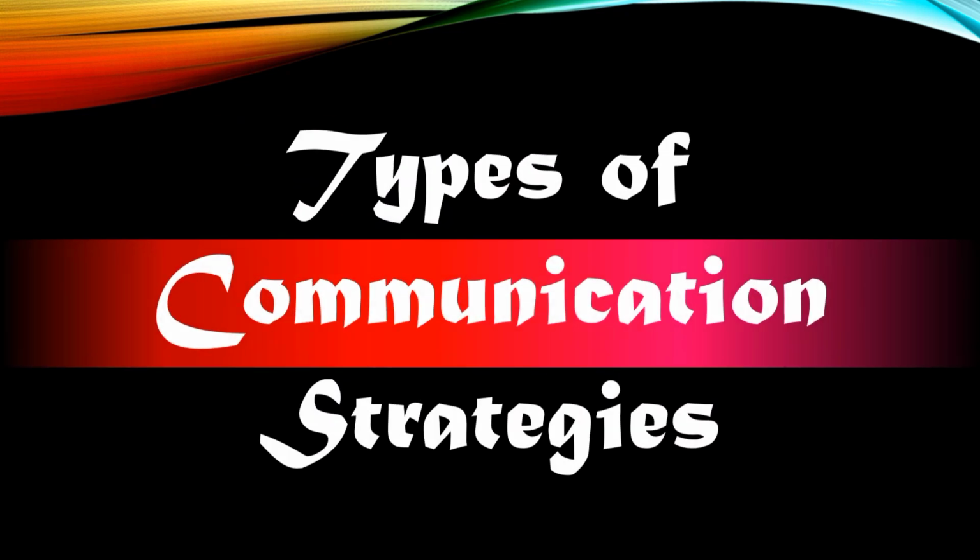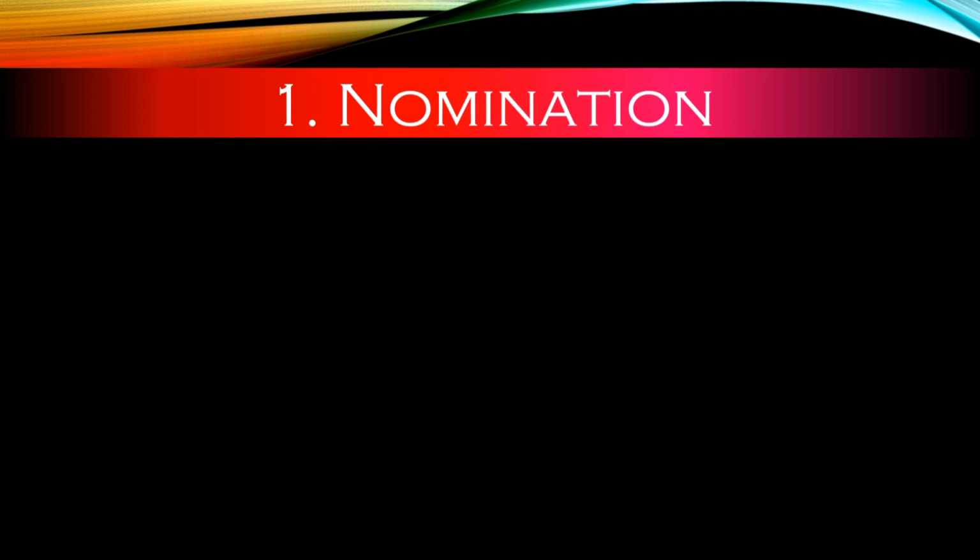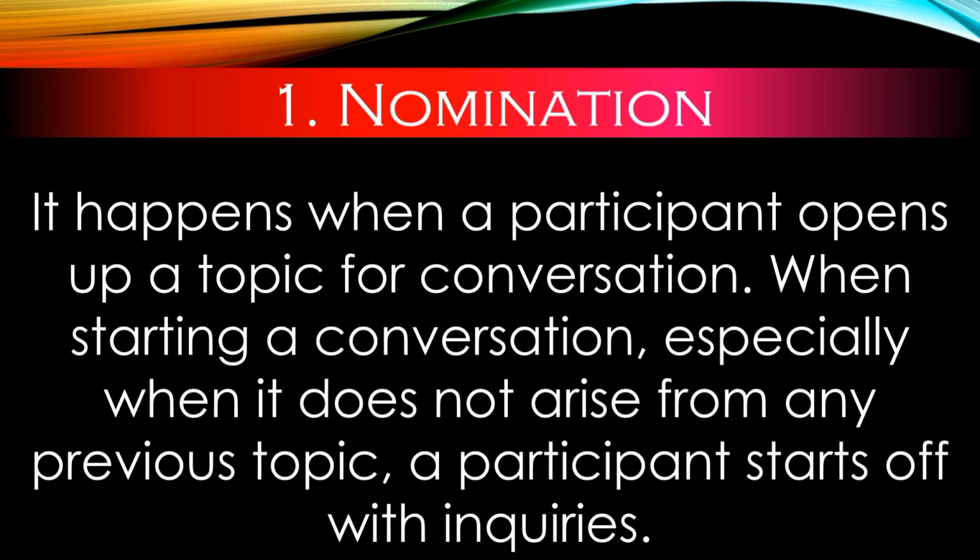Here are 7 communicative strategies. Number 1 is nomination. Nomination happens when a participant opens up a topic for conversation. When starting a conversation, especially when it does not arise from any previous topic, a participant starts off with inquiries. A speaker carries out nomination to collaboratively and productively establish a topic. Basically, when you employ this strategy, you try to open a topic with the people you are talking to.